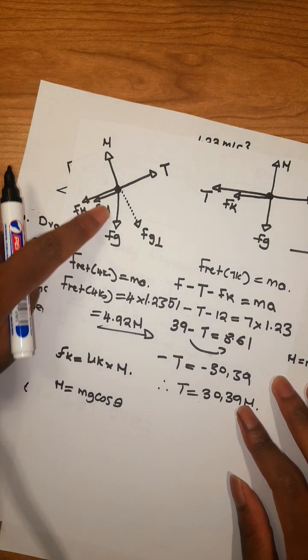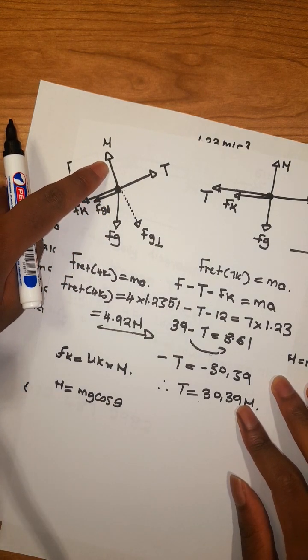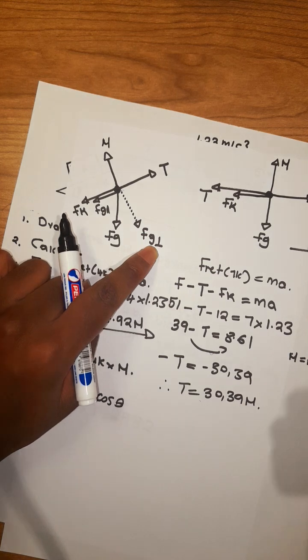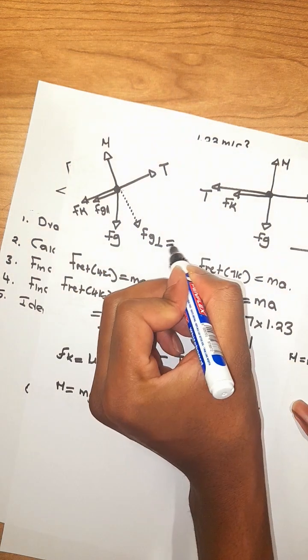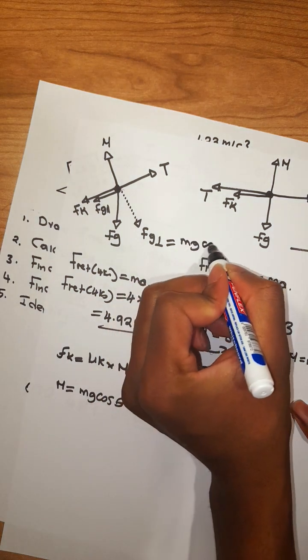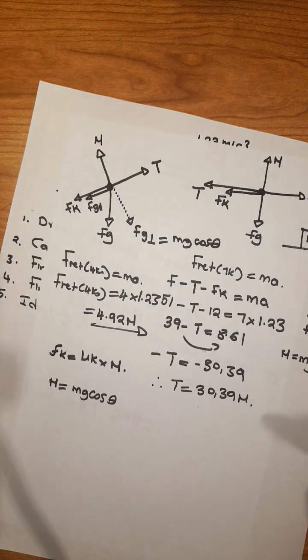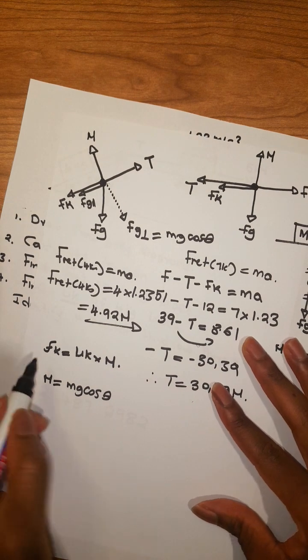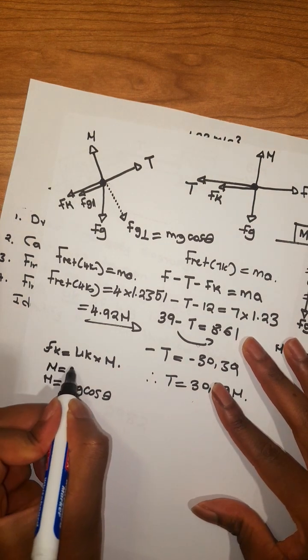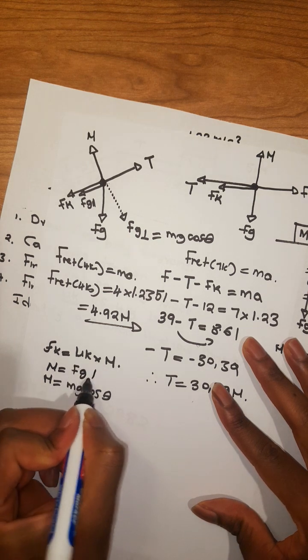But let's look at this one. On this one, we have normal force opposing the Fg perpendicular. But what is the value of Fg perpendicular? Fg perpendicular is just mg cos theta. I don't want to explain where this is coming from in this video, but you realize that normal force is the same as Fg perpendicular.